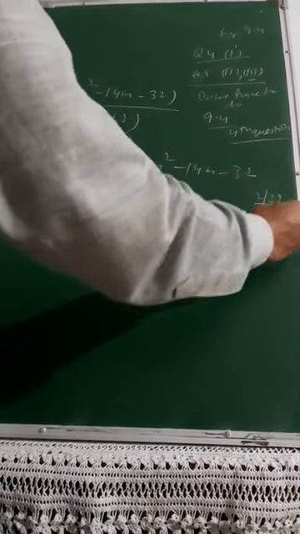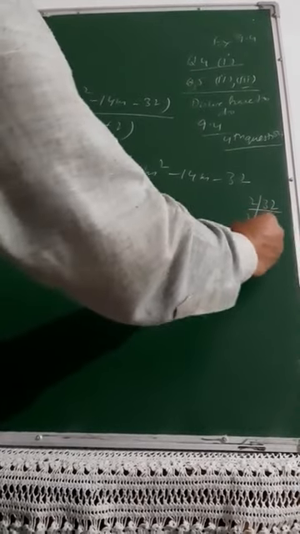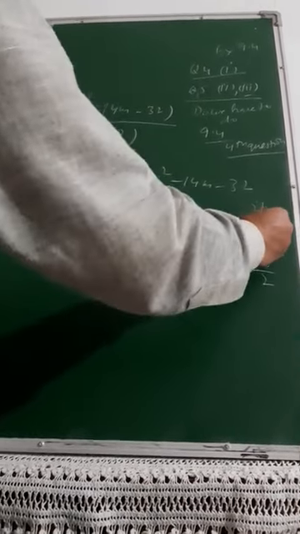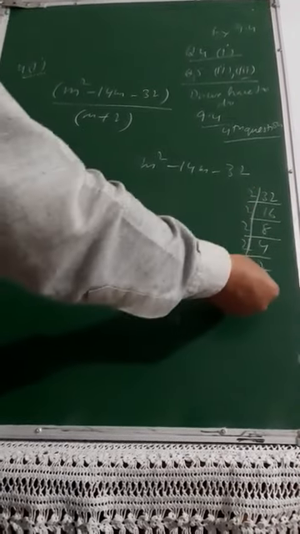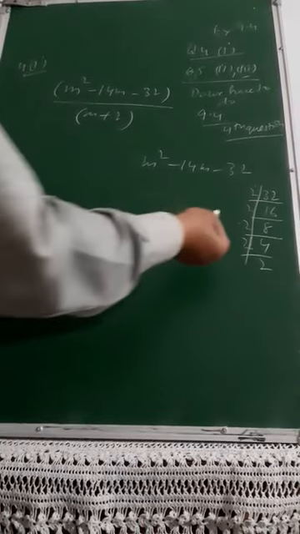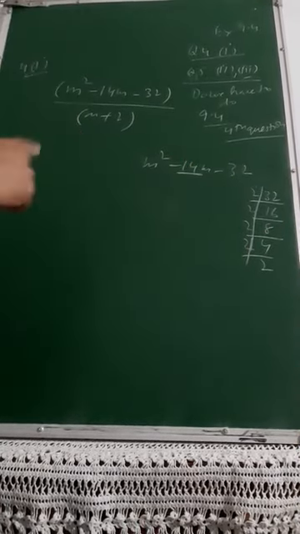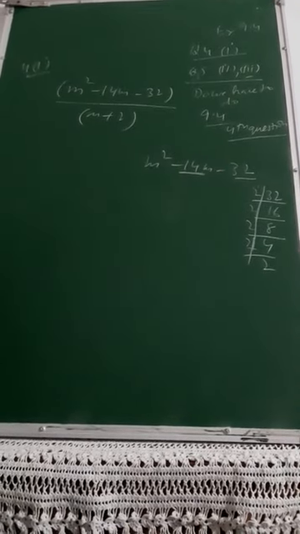2 16s are 32, 2 8s are 16, 2 and 2 is 4, again 2 2s are 4, 4 2s are 8, 8 2s are 16, 16 2s are 32. Fine. So in terms of 2, I have got the factors. Now you need to make a pair such that the sum is 14 and the product is 32. Sign you please count later on.